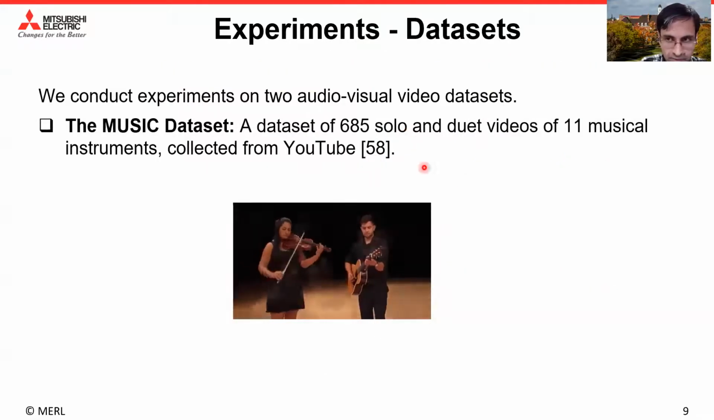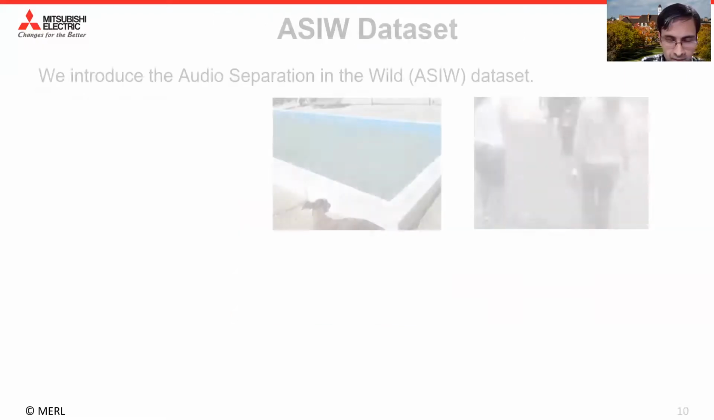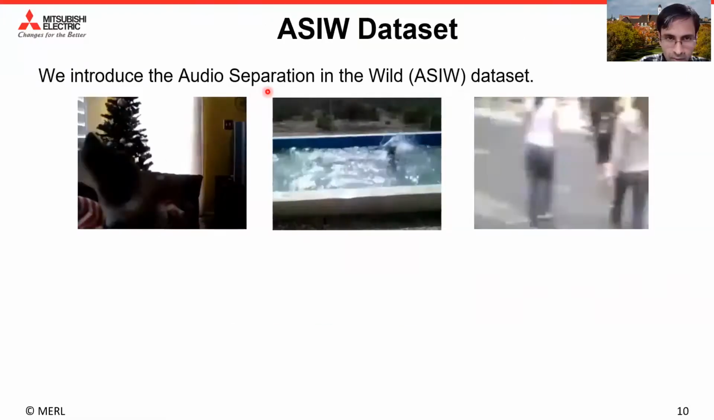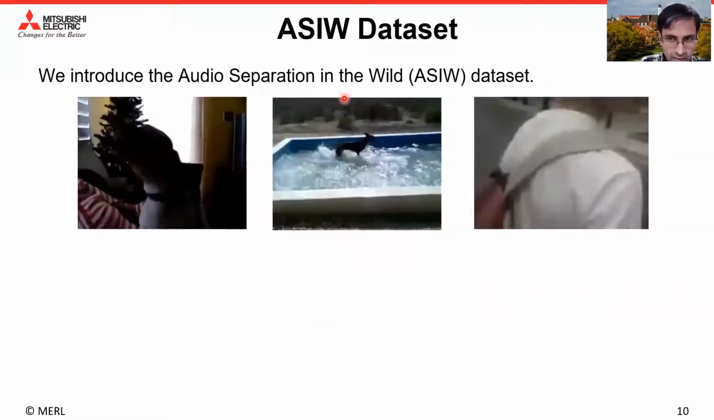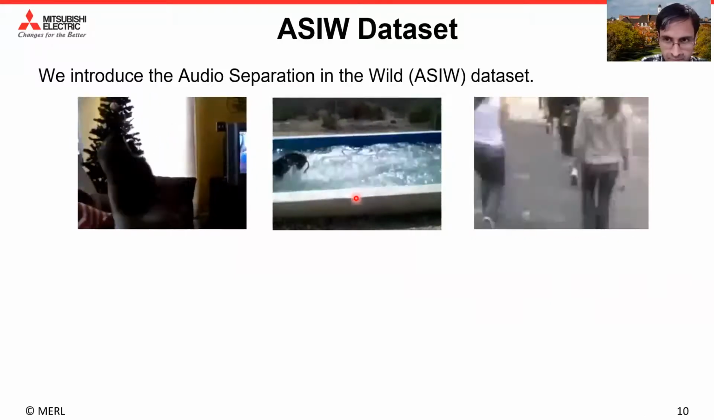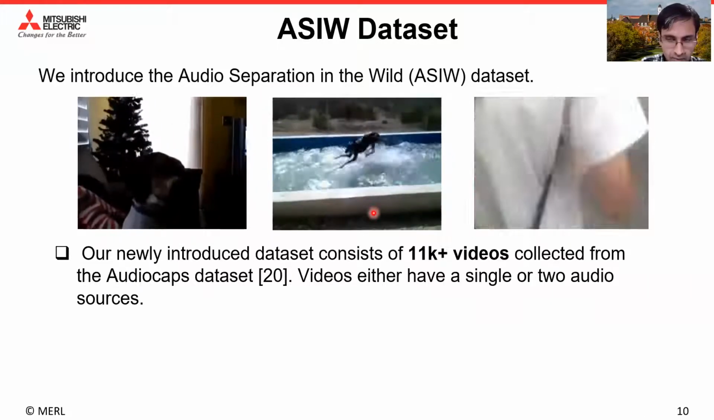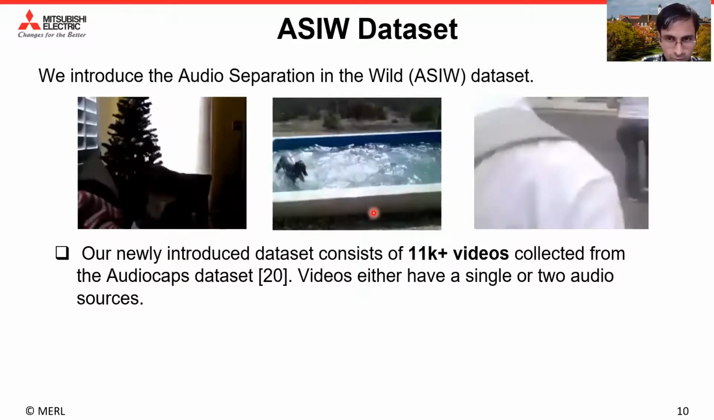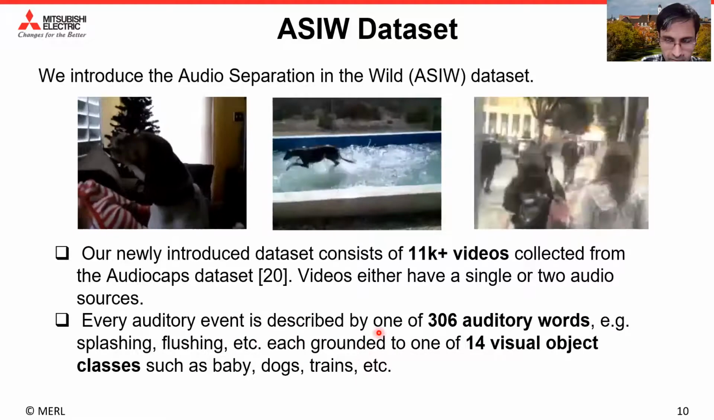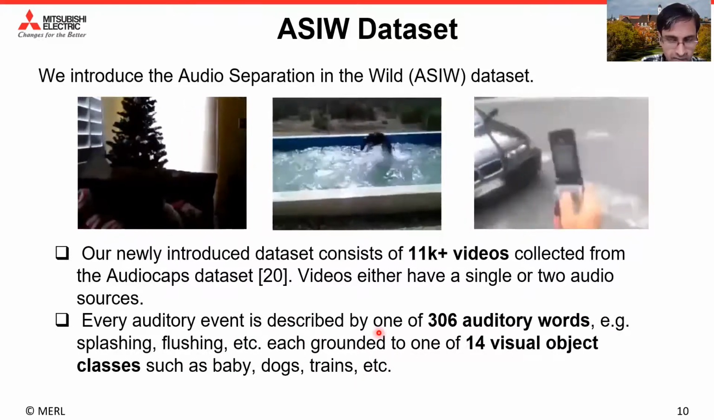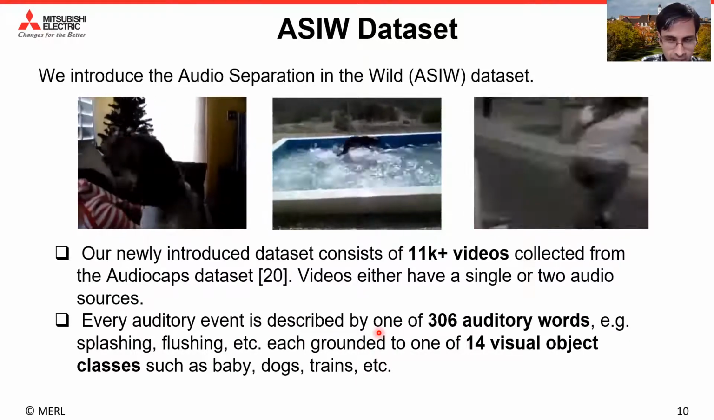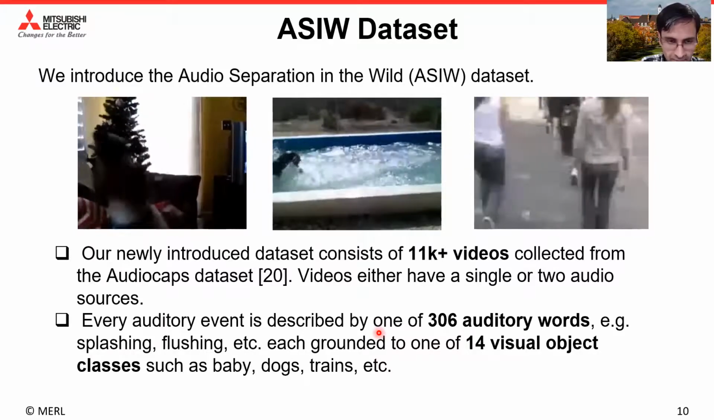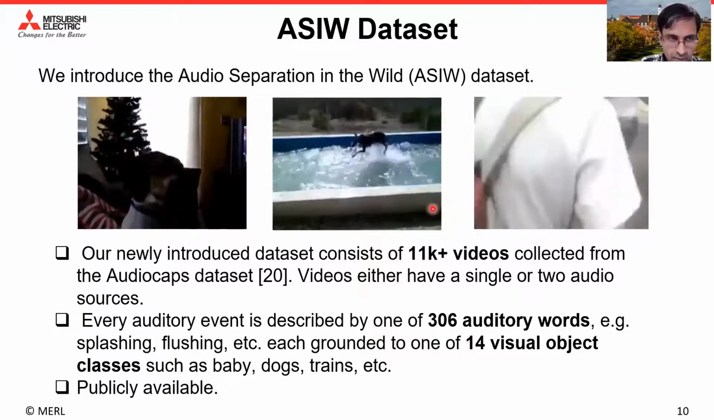The first one is the MUSIC dataset, which consists of 685 solo and duet videos of 11 musical instruments collected from YouTube. The next one is the Audio Separation in the Wild, or ASIW, dataset, which we introduce as part of this paper. It consists of more than 11,000 videos collected from the AudioCaps dataset. Videos either have a single or two audio sources. Every auditory event is described by one of 306 auditory words and is grounded to one of 14 visual object categories. This dataset will be made publicly available.